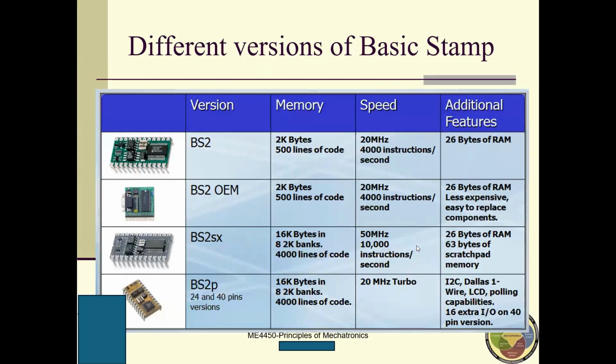And here are different kinds of the BASIC Stamp. These chips are called Stamps, BASIC Stamps. They have different variants. This is the earliest one, and this is the newest one. They are different in terms of memory size and speed, along with additional features. The earliest one will be the cheapest. The newer one can do a lot more things, but it will be more expensive.